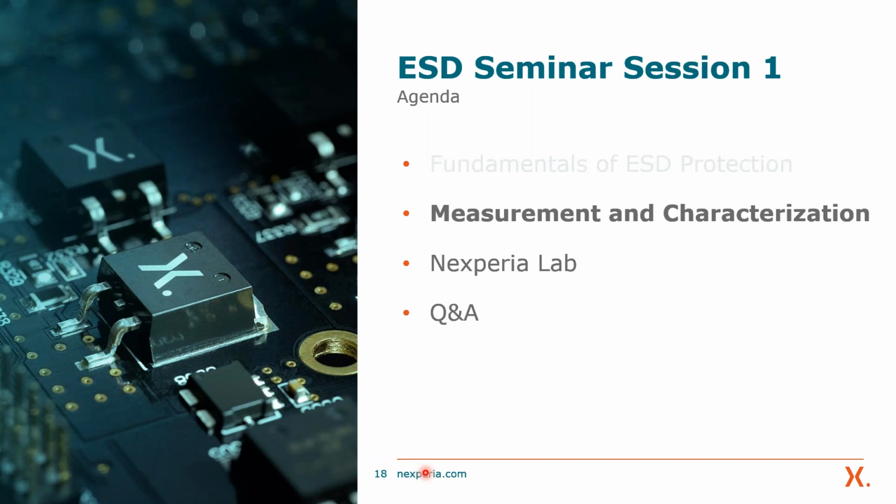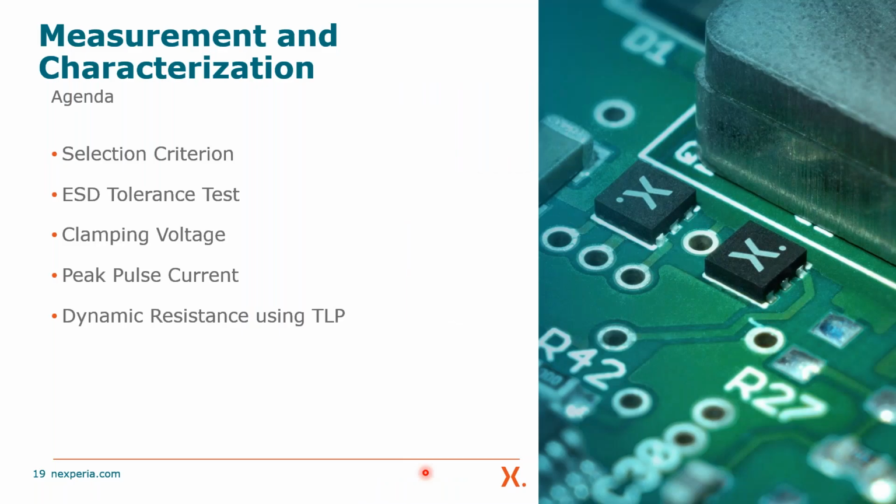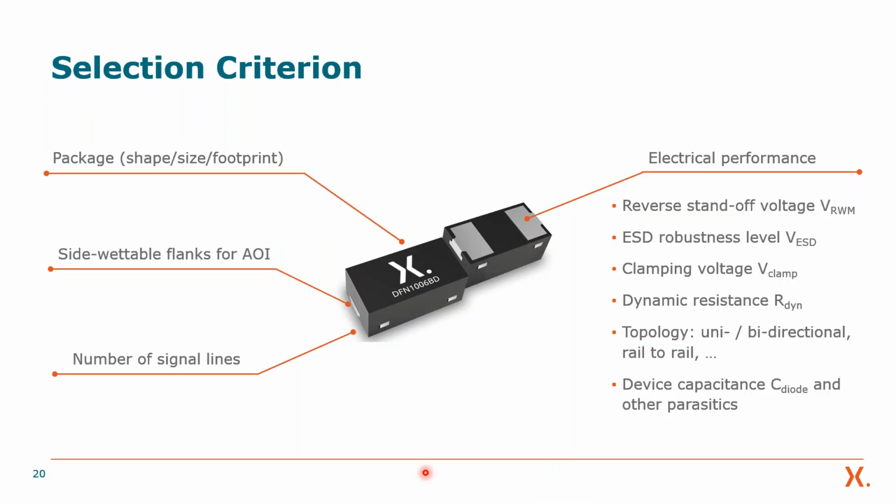So this was basically the first step of our ESD Seminar Session 1. We talked about the fundamentals, and now we will move on to talking more about the selection criteria of ESD devices. So where do we have to focus if we select a protection device? And then Jan will talk a little bit more about the different measurement and characterization tests for ESD protection devices.